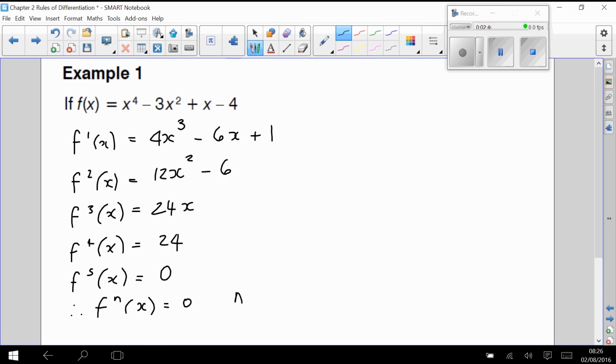Now remember, I found the first, the second, the third, the fourth. So you can see that n, although greater than or equal to 5, must also be an element of the natural numbers.